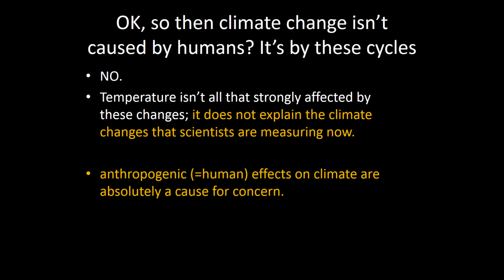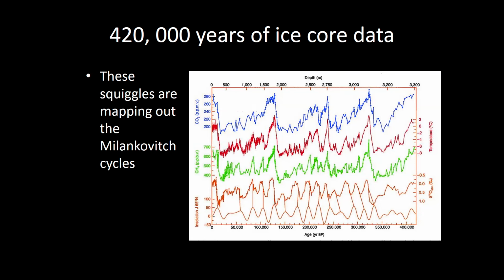Temperature changes with Milankovitch cycles are not that big. It cannot and does not explain the climate change that we can see through data now. Anthropogenic, meaning human effects on climate change, are a cause for concern. The Milankovitch cycles really don't have a major difference or major change on Earth's overall temperature, and I want you to know that. So, what these squiggles are actually mapping out are the Milankovitch cycles, both axial tilt or obliquity, eccentricity, and precession are mapped out on these charts. How cool is that? We see this pattern reflected in all types of different data.